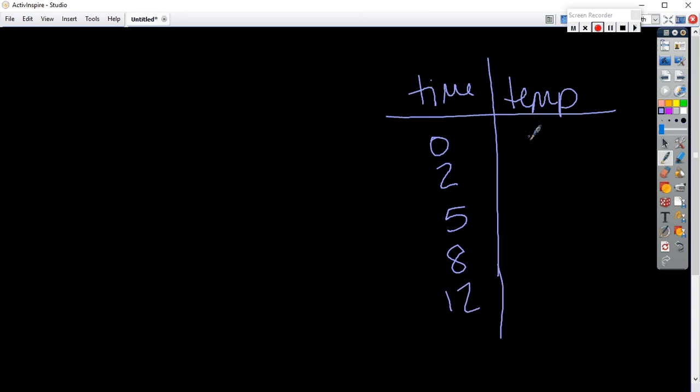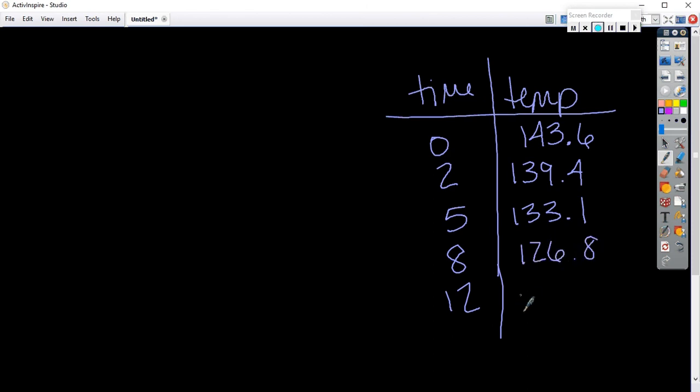The temperature at 0 minutes in was 143.6. Then 139.4, 133.1, 126.8, and 118.4. So it's definitely doing what? Decreasing, right? The temperature is decreasing as the time increases.